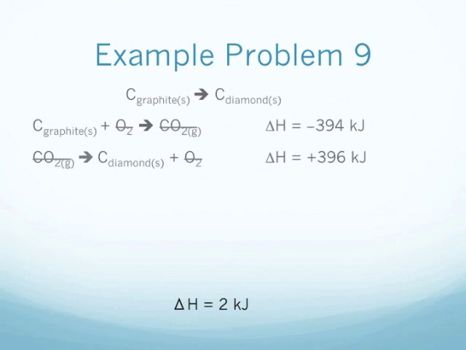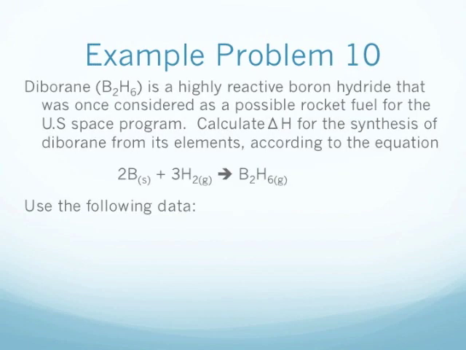The two reactions add up to the overall reaction and their enthalpies are added together. Therefore, 2 kilojoules is the change in enthalpy of the overall reaction. Let's try one more example problem. This one is a little more involved.